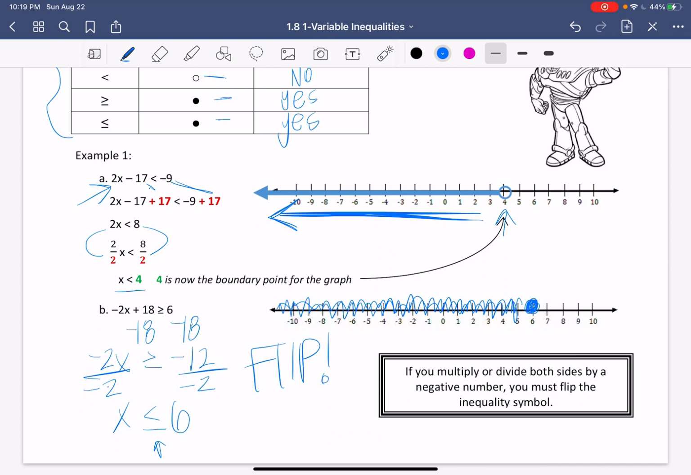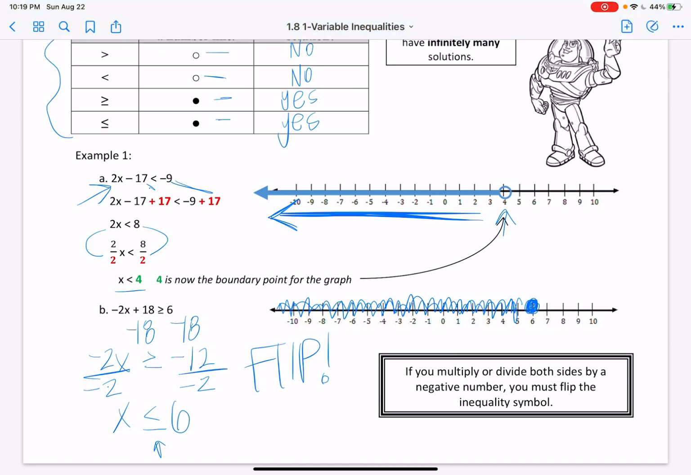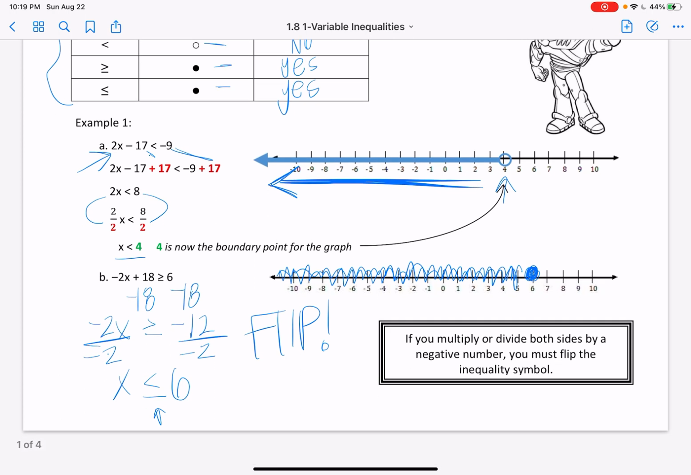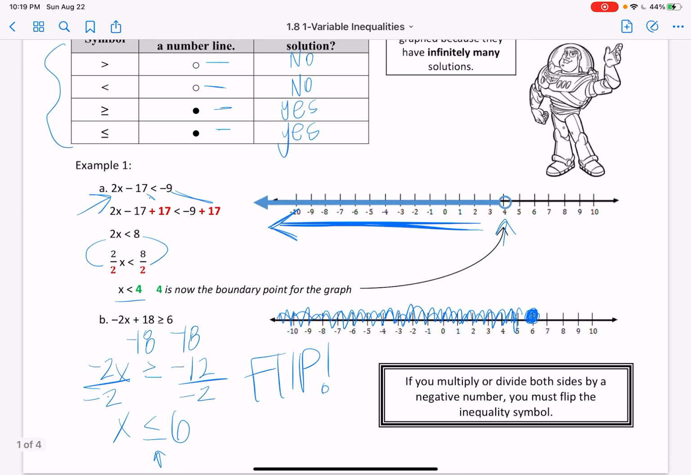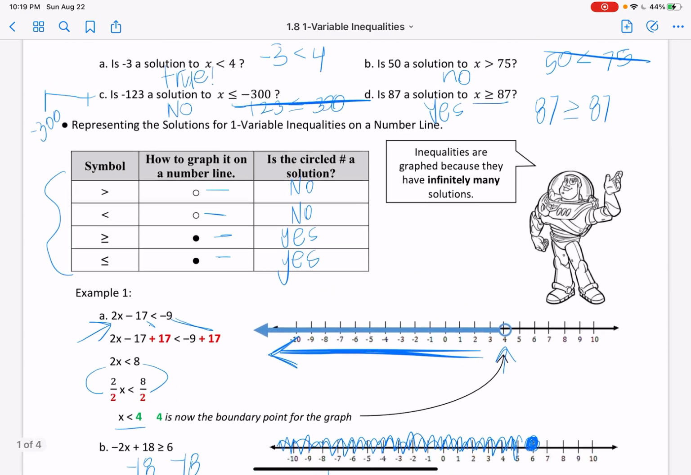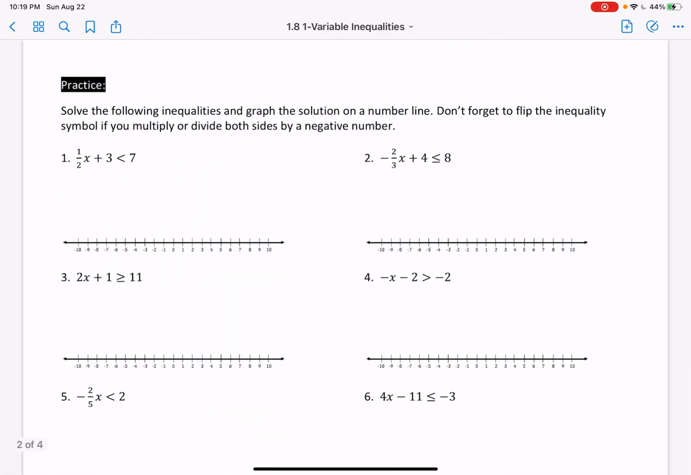Okay, so the biggest thing here is to make sure you're shading to the correct side, left side for less than, right side for greater than. And if it's not equal to, you have an open circle. And if it is equal to, you have a closed circle, and that is a solution. Also, don't forget right here, our box on the bottom, if you multiply or divide both sides by a negative number, you must flip the inequality symbol. So that's very important. Go ahead and look at your practice and give this a try.